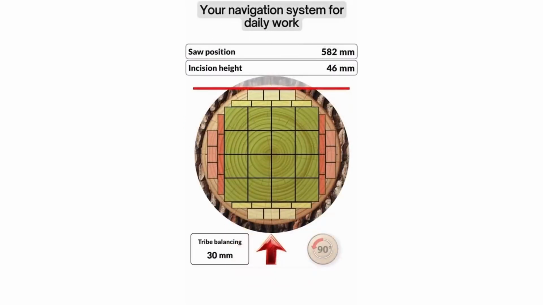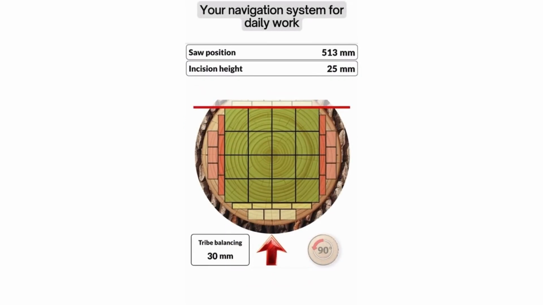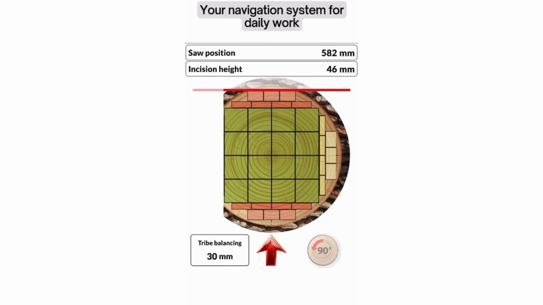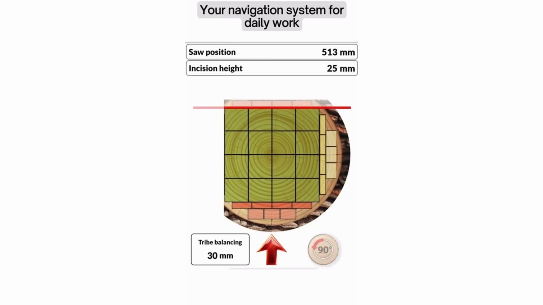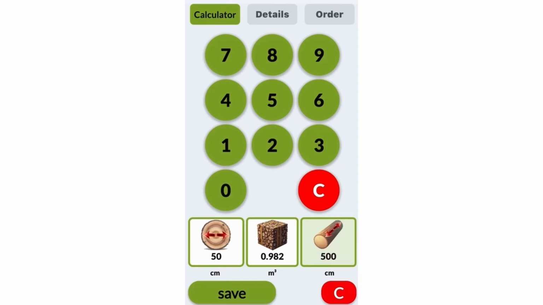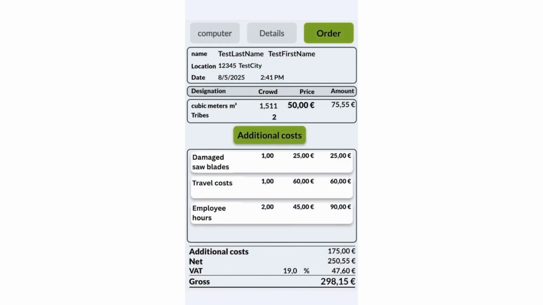The app guides the user through the entire cutting process with exact measurements and serves as a precise navigation aid for sawing. For contract sawyers, it also offers a cubic volume calculator, allowing the wood volume to be recorded directly at the sawmill and invoiced immediately, including additional costs.